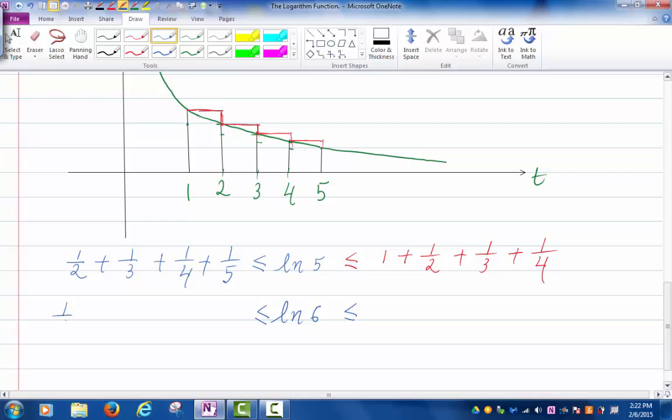Lower bound would be the same, all the same terms, except that I am going to have 1 over 6 as well. Upper bound would be the same with the plus 1/5. Basically, in that case, you're going to divide the interval from 1 to 6 into 1 to 2, 2 to 3, 3 to 4, 4 to 5, 5 to 6. Well, you're going to have 5 rectangles instead of 4. And this would be the estimate for ln of 6.